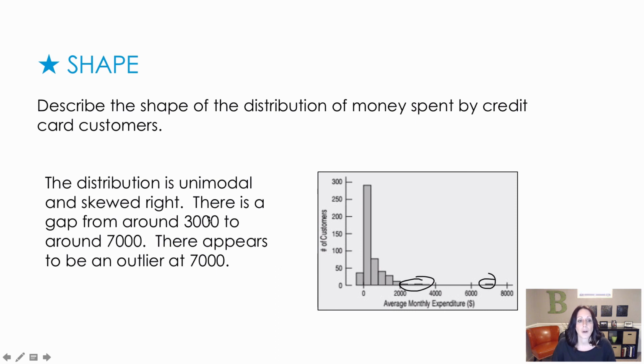There's a gap from around 3,000 to 7,000, so notice I'm talking about kind of in here I've got a large gap, and then there appears to be an outlier at about 7,000. So this is how you might describe the shape of this graph.